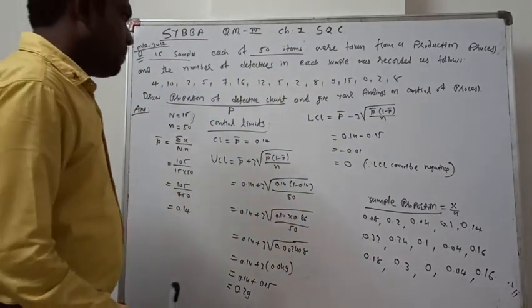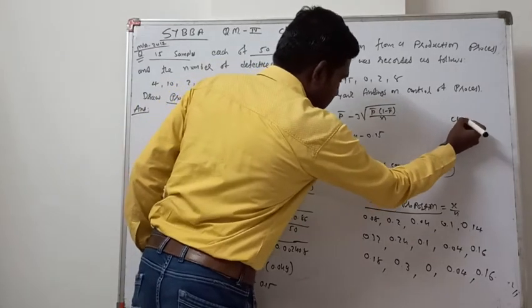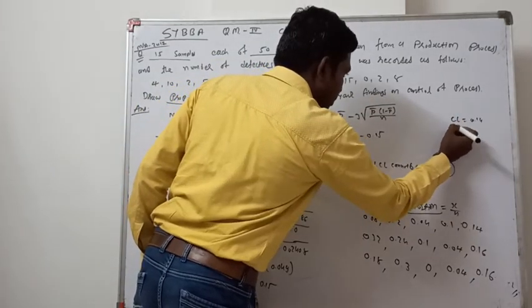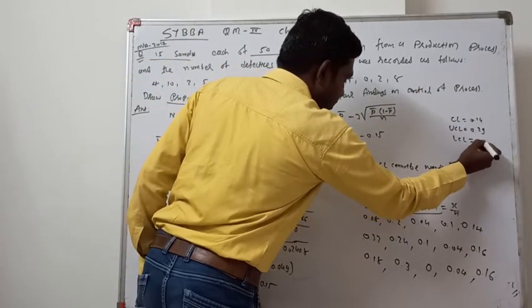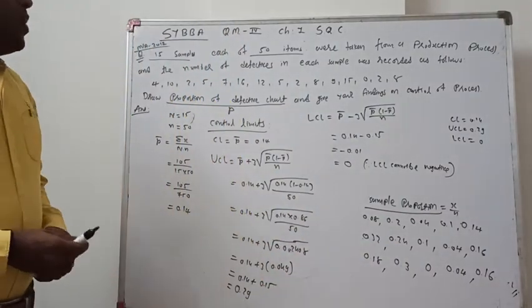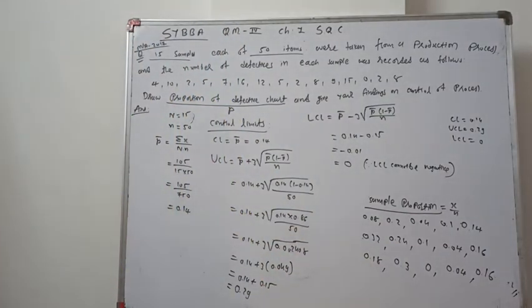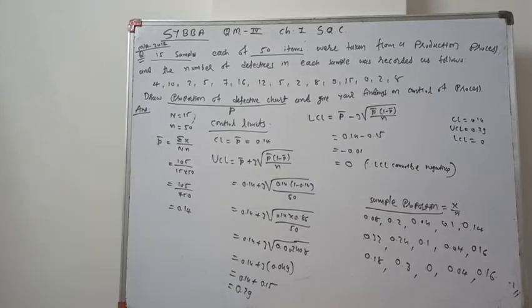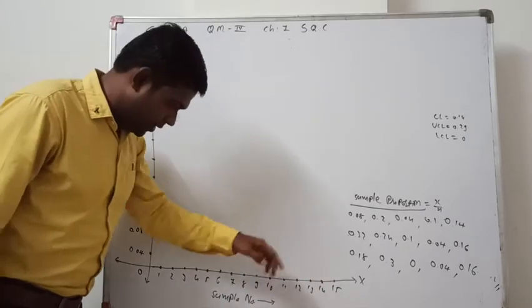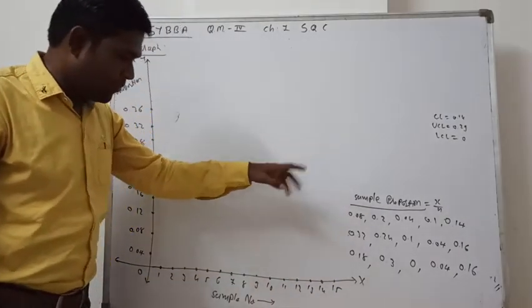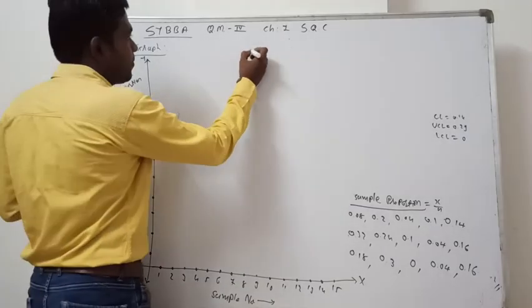Our graph, right? Over here we write down this CL, that is 0.14, UCL is equal to 0.29 and LCL is equal to 0, right? Now we draw the chart of this data. Now we start to draw the graph using this data. On the x-axis, and this is your y-axis. On the x-axis we have to take the sample number. Total we have 15 samples.